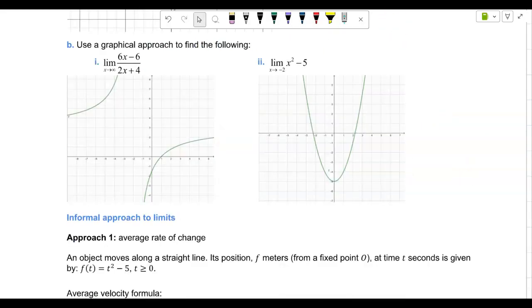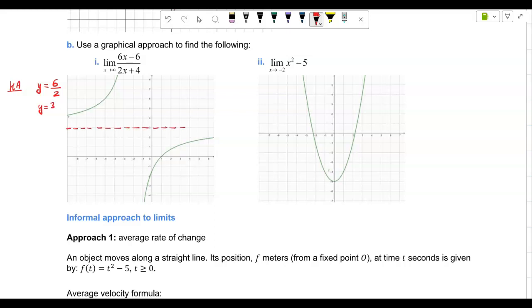Okay. So to begin with, let's first draw the horizontal and the vertical asymptote. So your horizontal asymptote would be 3. Horizontal asymptote y is equal to coefficient of x in the numerator upon coefficient of x in the denominator. That's 3. So y is equal to 3.